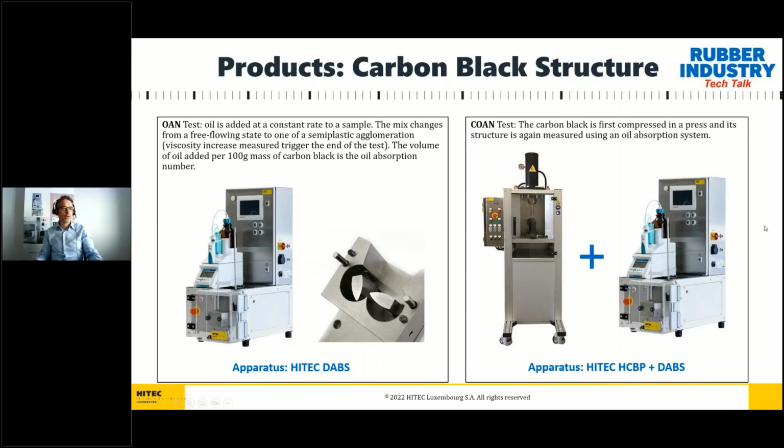On the right side, you see the COAN test, where the carbon black is first compressed at the target pressure of 165 megapascal in a specific press, and then it is again measured on the OAN machine. So in this case, you will need not only the DAPS, the OAN tester, but also a carbon black press.